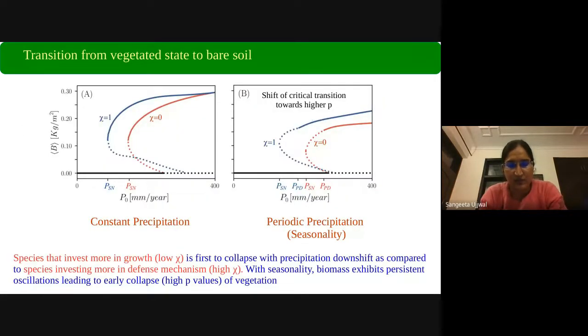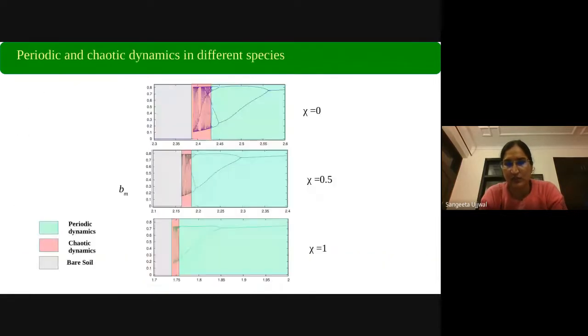so chi equals 0 species invest more in growth. So chi equals 0 species is less resilient. It invests less in the survival mechanism, and hence it has the wider region where there is chaos and period doubling. Whereas chi equals 1 species that invests more in survival mechanism has this chaotic region very small.